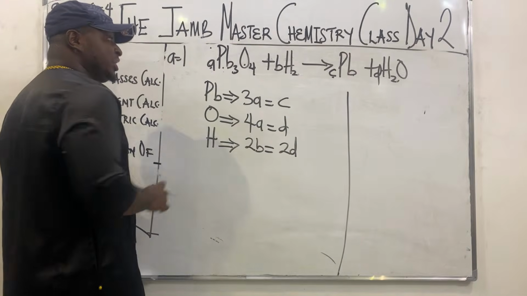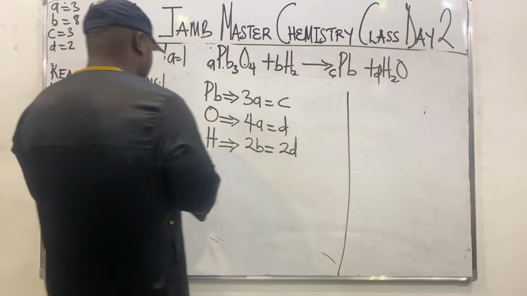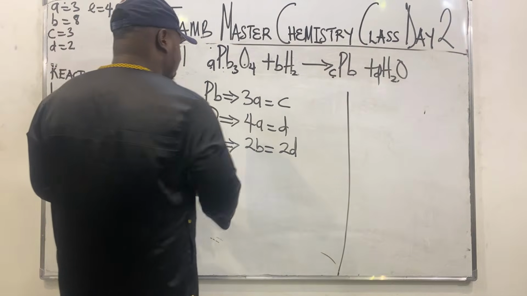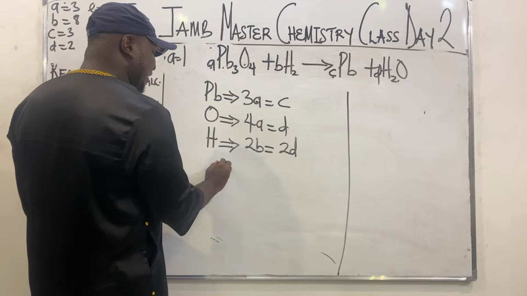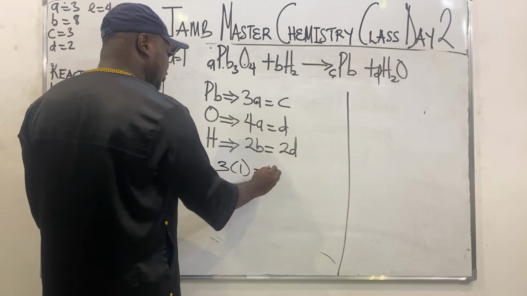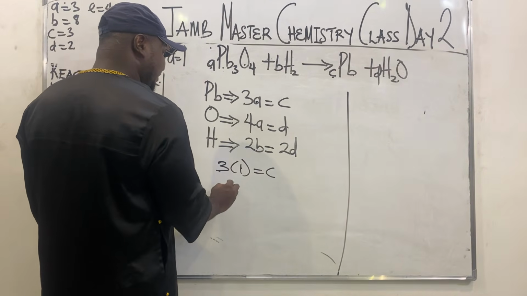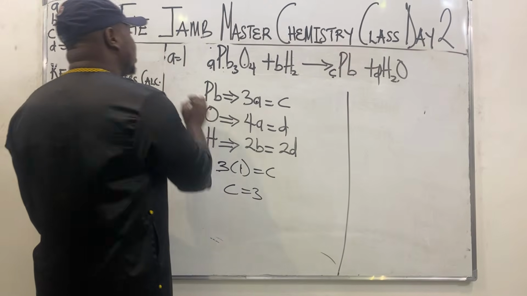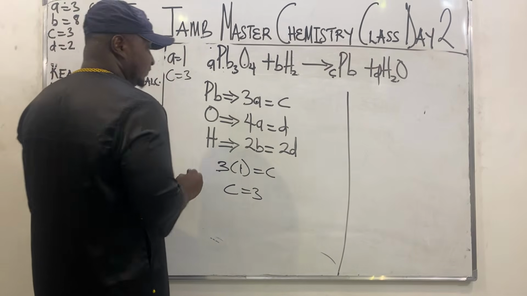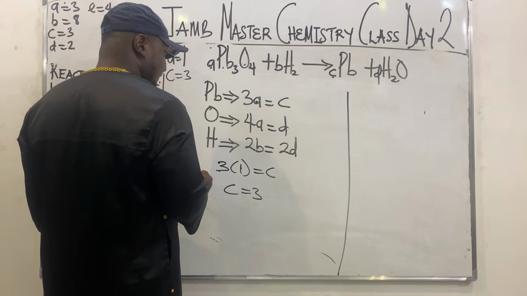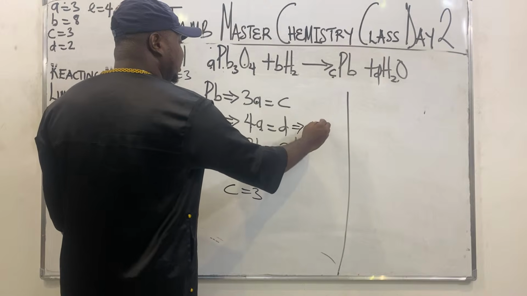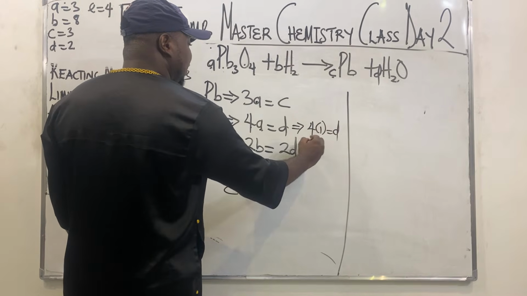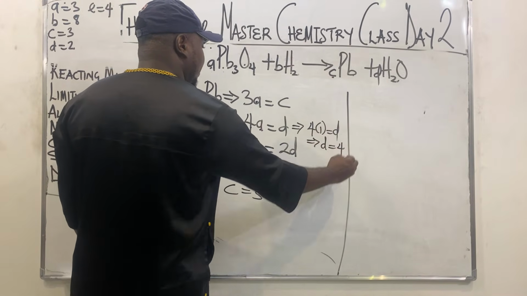Class, we have formed an equation. This question is even simpler than the other one. Now that we have formed an equation, don't forget A is 1. If A is 1, I can replace A as 1. You are going to have 3 into bracket 1 equals to C. So 3 times 1 is 3, so C is equal to 3. If A is 1, don't forget 4A equals to D. Means that 4 times 1 equals to D. So D equals to 4.